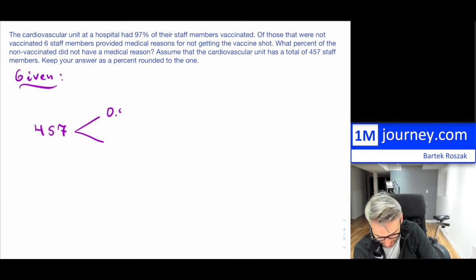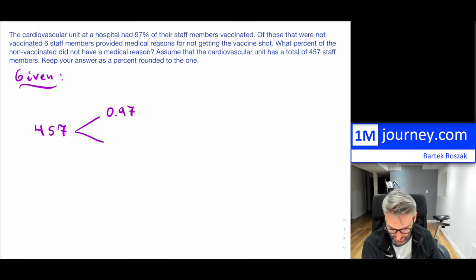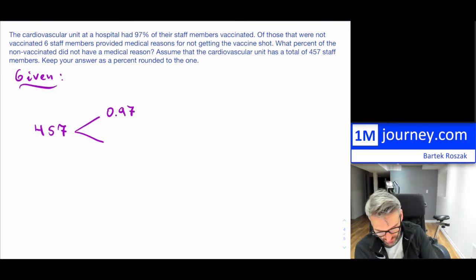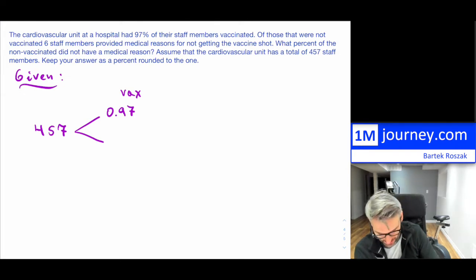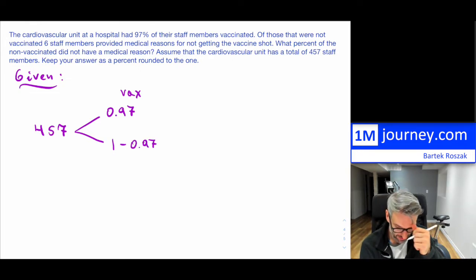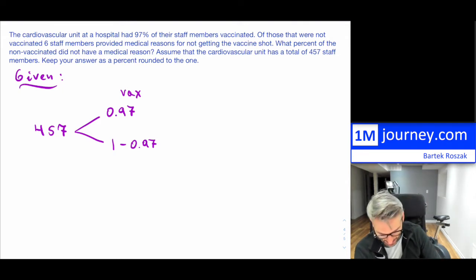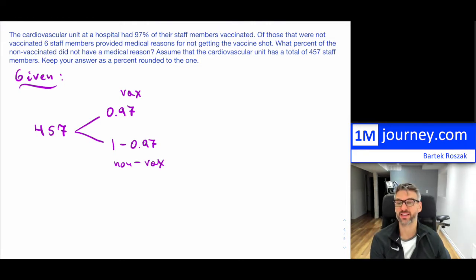Now I know that 97% of them, so I'm going to turn that 97 into a decimal. So 97% of those 457 were vaccinated, so I'll just put vax there. At the bottom one, I know that 100% minus the 97%, so 3%, are non-vaccinated. I like to write these as 1 minus 0.97, or you can just write 3% or 0.03. Okay, so these were non-vaccinated staff members. That I know for sure, so I can break it down and count how many I had in each. But the question doesn't end here because it continues.